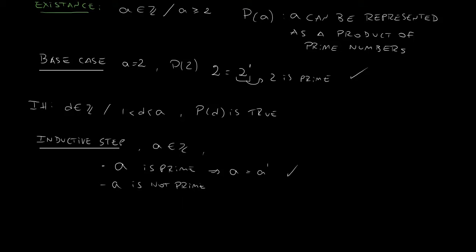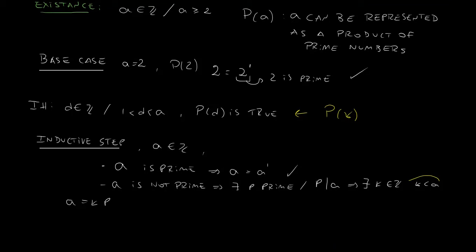then with the first proposition we saw in this video, we know there exists a prime p such that p divides a. Now, using the definition of divisibility, we know that there exists an integer k smaller than a, such that we can write a as k times p. But this k being smaller than a satisfies our inductive hypothesis. So P of k is true.